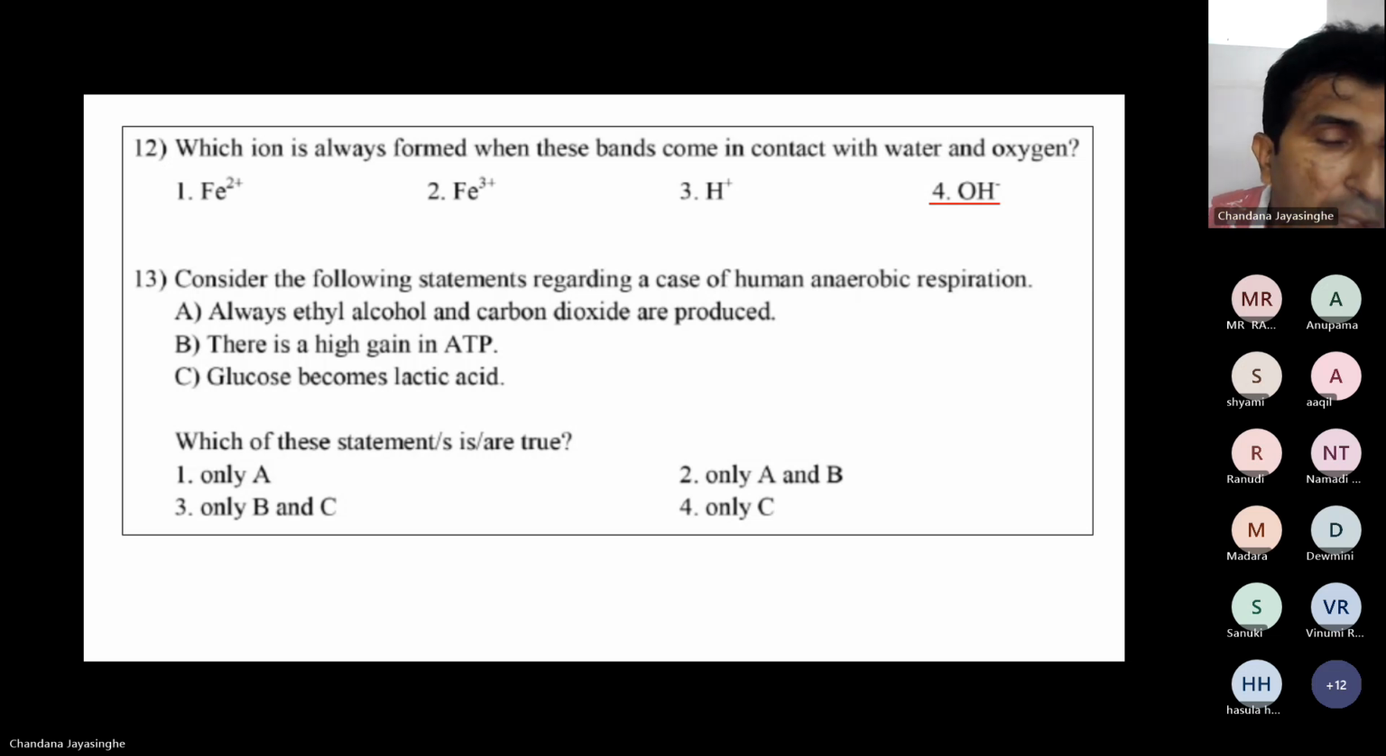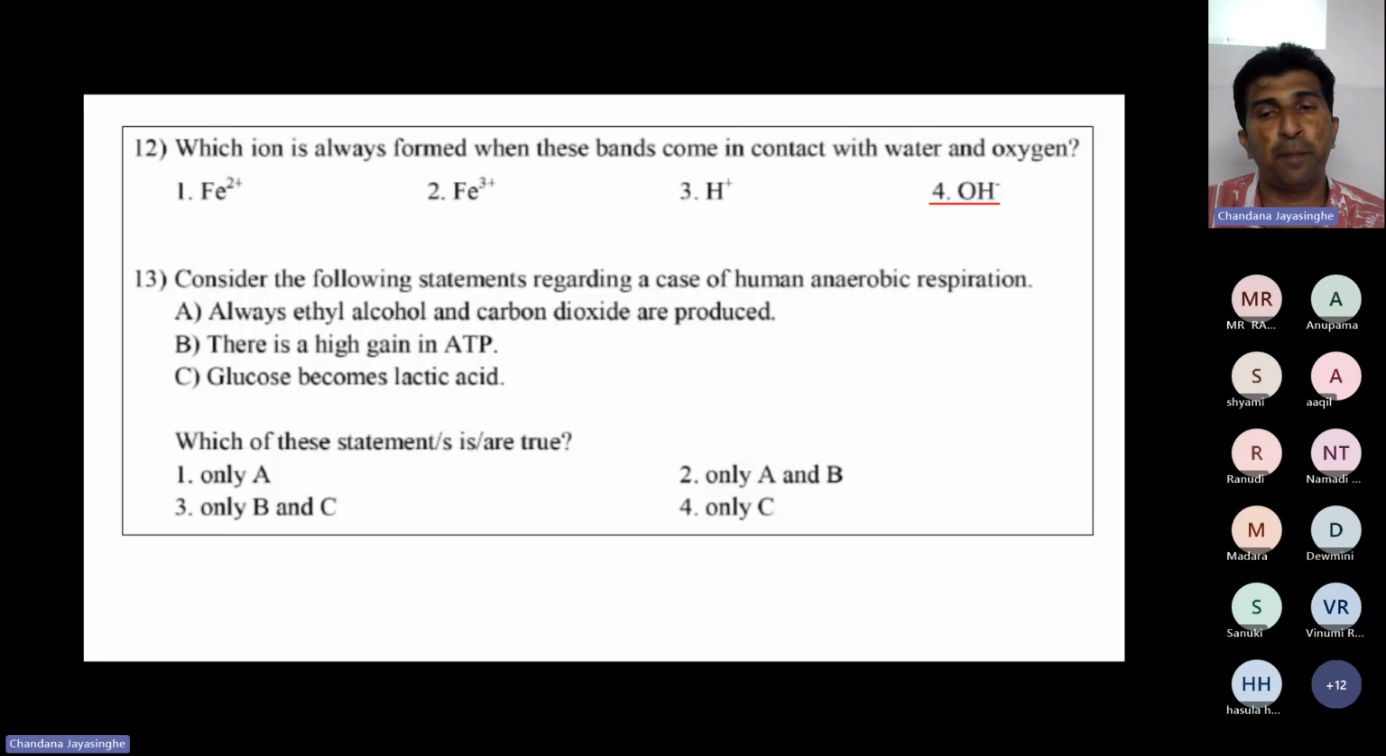13th question. Consider the following statements regarding human anaerobic respiration. Now, in human biology, grade 11, unit 6, we learn about the two types of respiration, aerobic and anaerobic respiration. Normally, aerobic respiration occurs inside the cell organelle called mitochondria. Up to your level you learn.